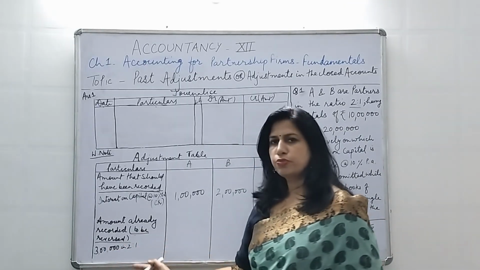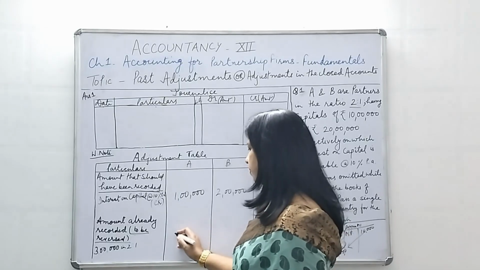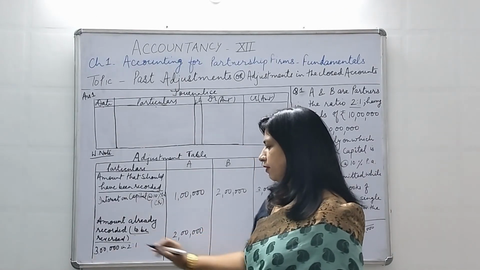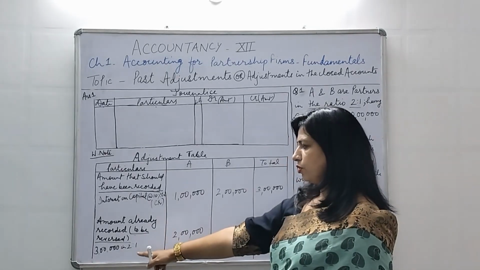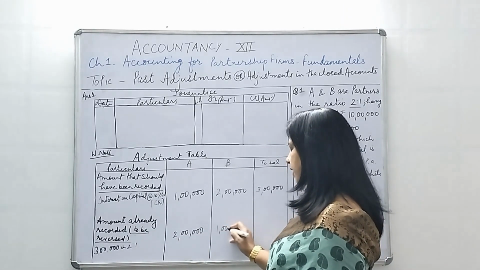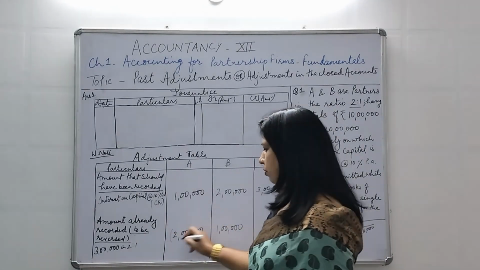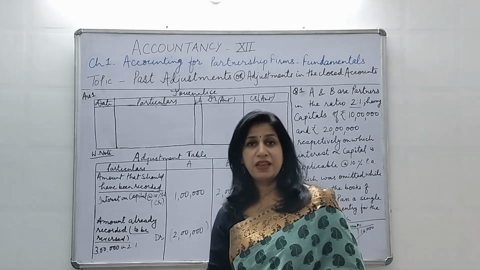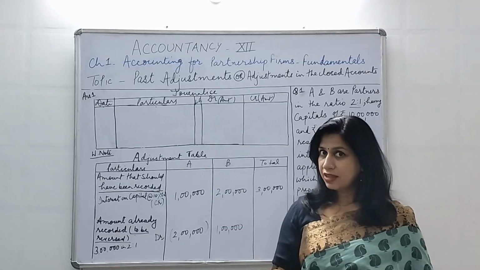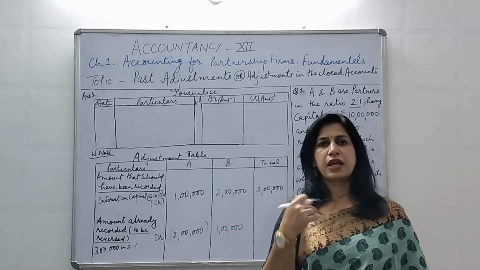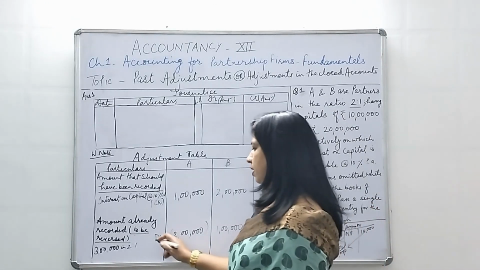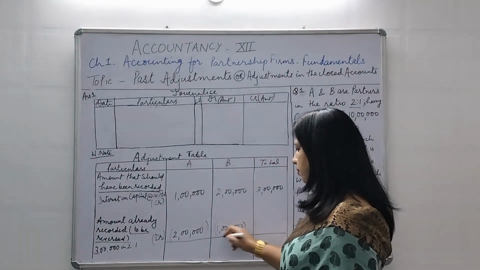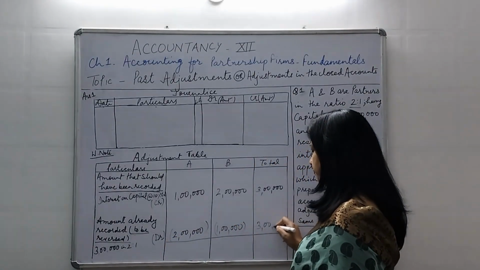3 lakh upon 2 by 3 for A. So it will give you the amount of 2 lakh rupees. And for B it will be 3 lakh into 1 by 3. It will give 1 lakh rupees. And we are going to put it in brackets because now we are going to reverse it. It was given to them earlier, credited, but now it has to be debited. It has to be reversed because it was wrongly done. Okay, so debit for these two amounts as well as the total.